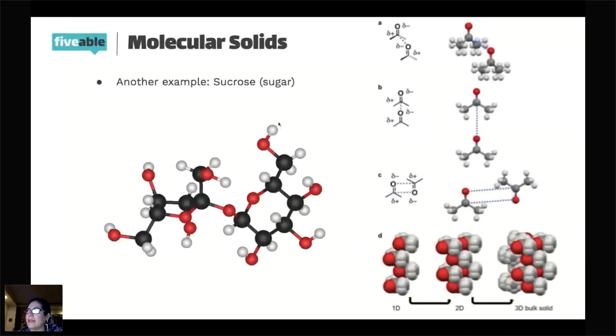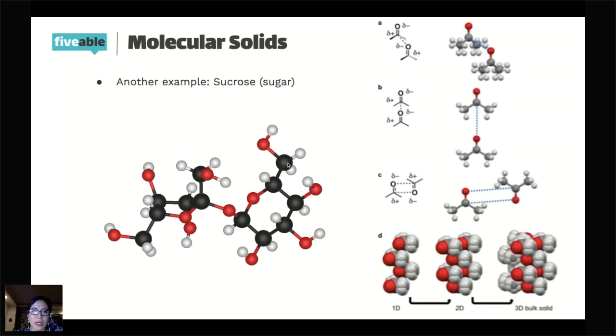Sugar also has in its molecules some oxygens with hydrogens. It has carbon atoms, the black spheres. It has hydrogen, the white spheres. It has oxygen, the red ones. So oxygen and hydrogen again. So we have some parts that are able to create hydrogen bonds.